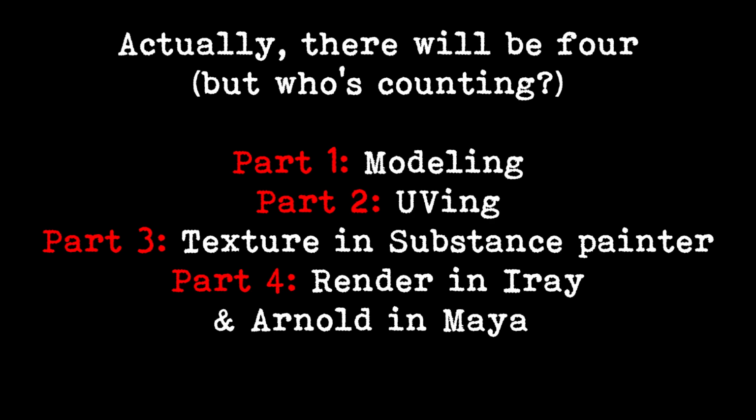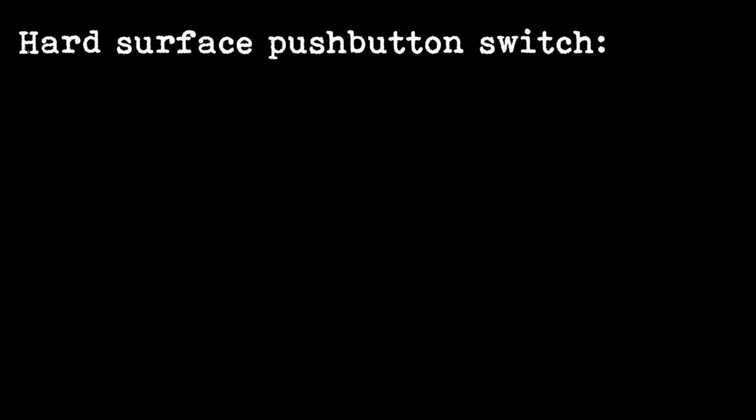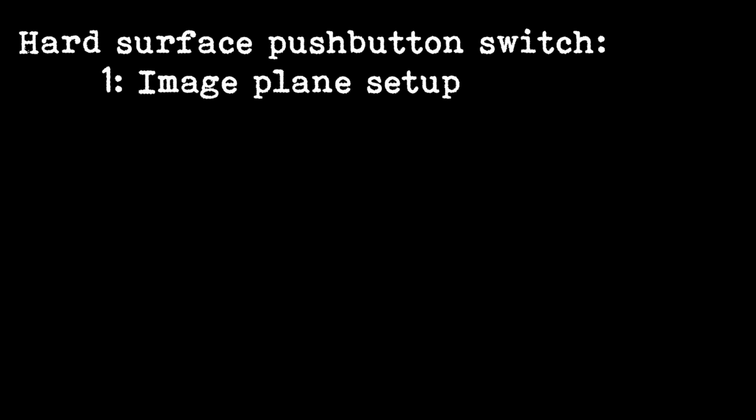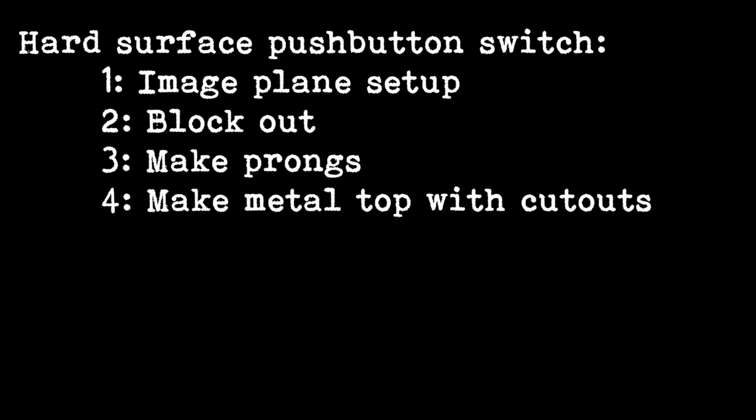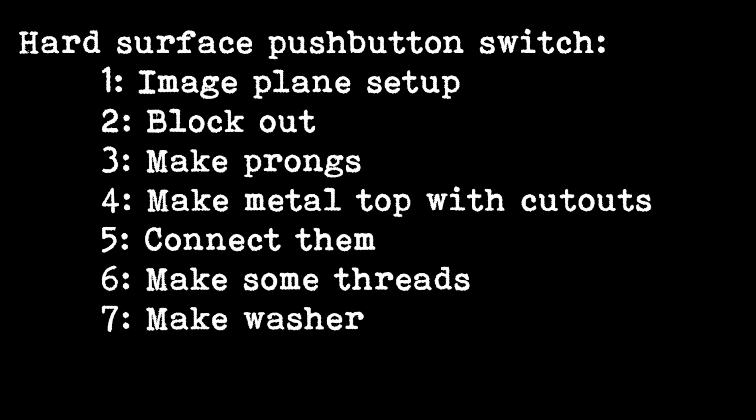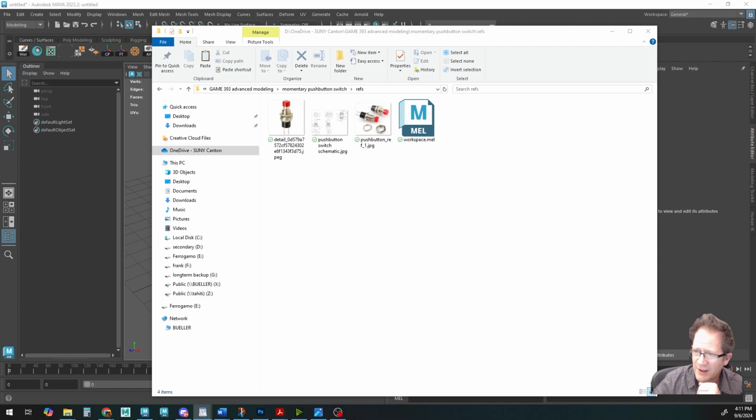This is going to be a three-part video. The first one is going to be modeling, the second one is going to be UVing, and the third one is going to be texturing it in Substance Painter. The modeling video is going to consist of 9 parts. We're going to have the setup of the image plane, we're going to be blocking it out, and making some prongs. We're going to make the metal top with some cutouts. We're going to connect them, make some threads, make a washer, make a nut, and make the push button. So hopefully that's the way it's going to go.